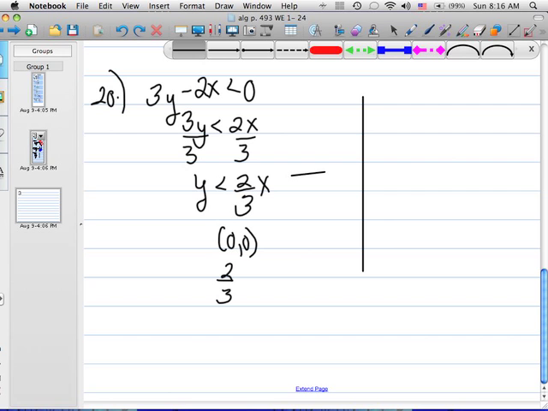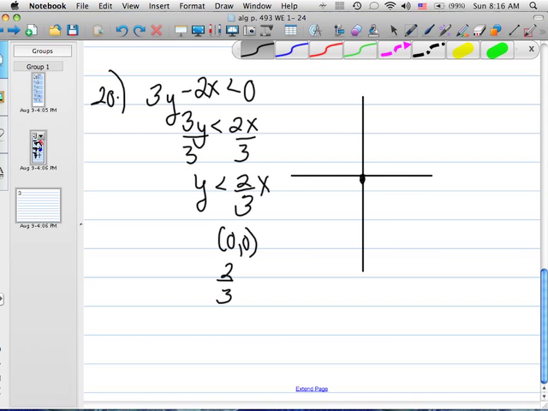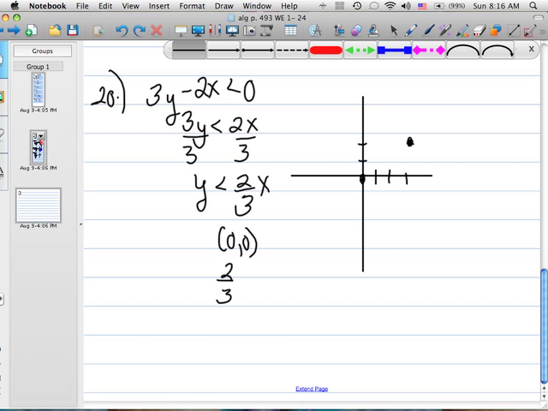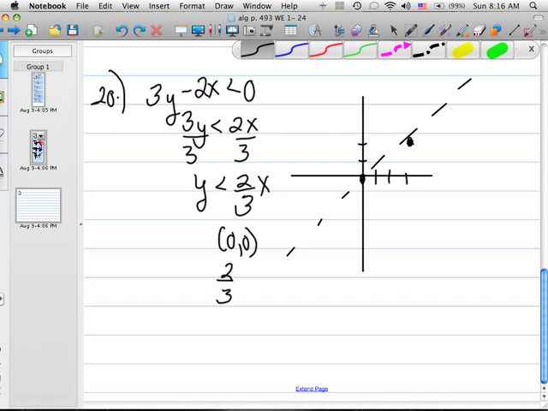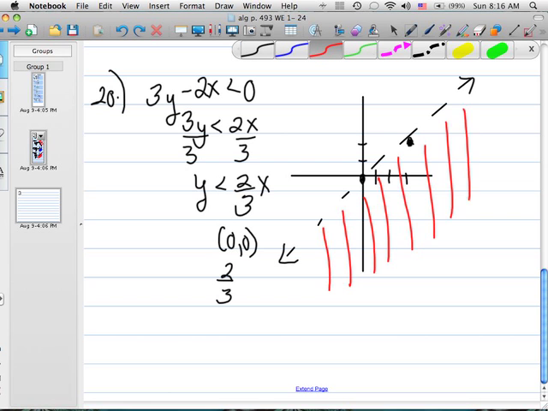And graphing it, we put a point at 0, 0, we go up 2, and 3 to the right. There's our second point for our line. It said less than, so it's a dashed line. And it said less than, so we should shade underneath. So all the ordered pairs below that line. And again, you can pick one and check it.